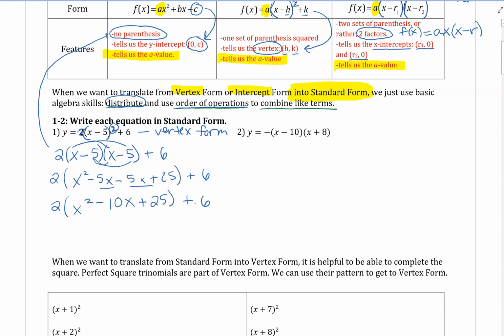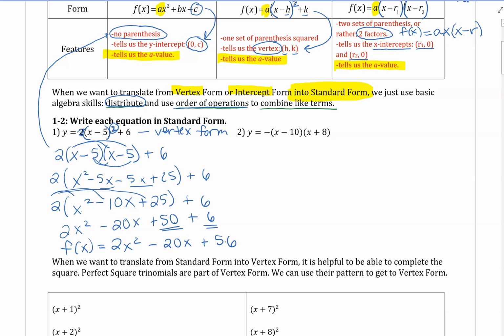So at this juncture, I now am going to do the second thing in the order of operations, which is to multiply. I will take that 2 and distribute it to each of the three terms in that remaining trinomial. Then what happens is these like terms reveal themselves, and I can go ahead and combine them. So my finalized standard form would be 2x squared minus 20x plus 56.